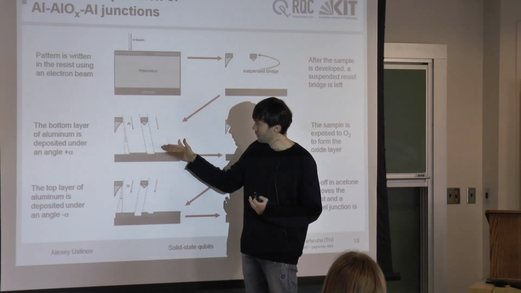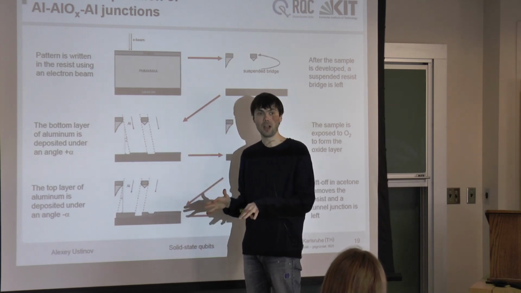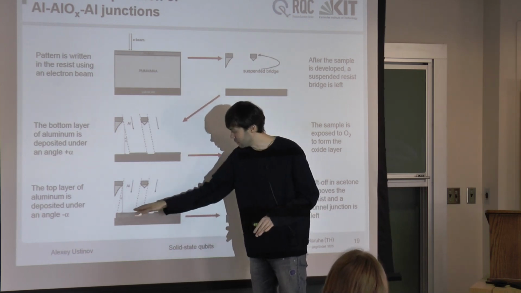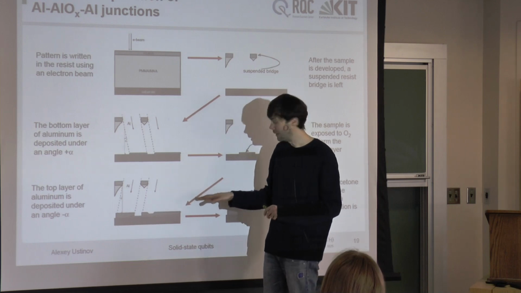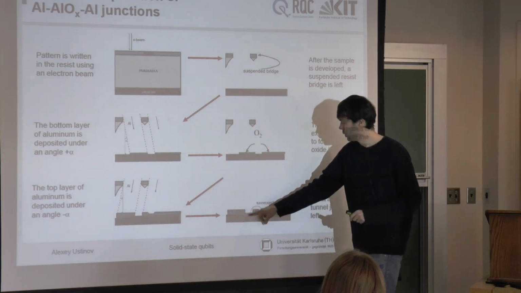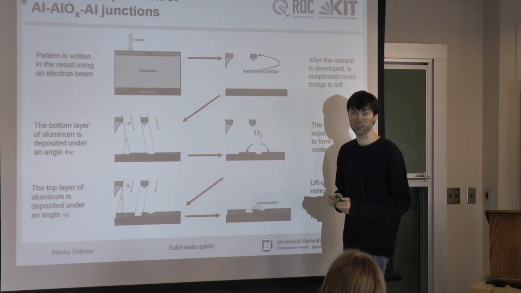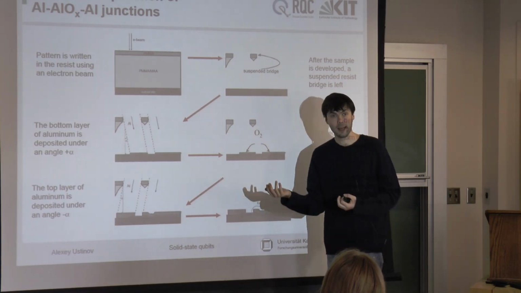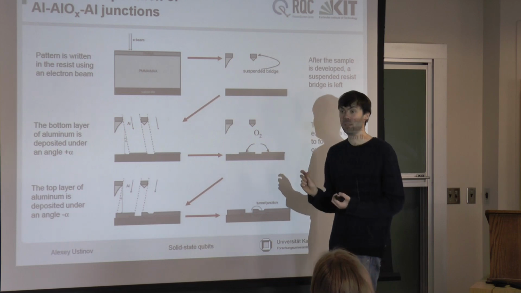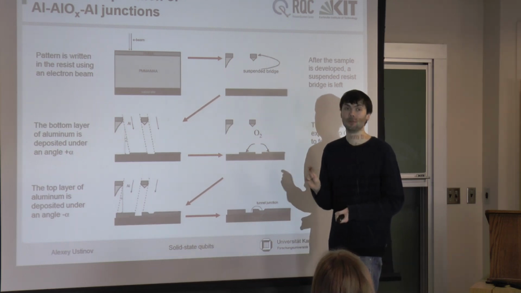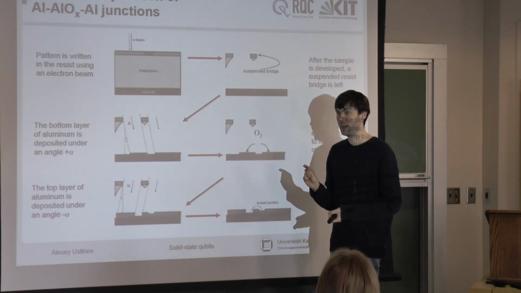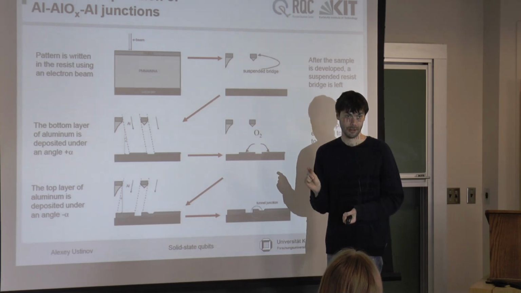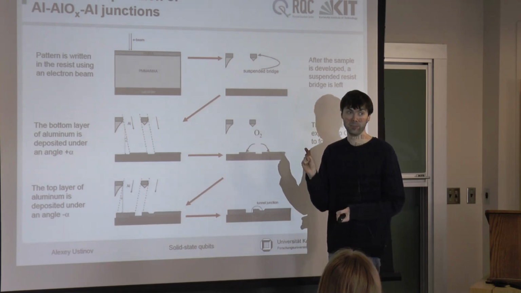And in between the two layers, if you put a bunch of oxygen in this chamber, you will oxidize the surface of the bottom layer. And therefore, here you will create a tunnel junction. Well, if you oxidize for a long time, this tunnel barrier will be quite thick, and it will be a very good tunnel junction. And then there will be no supercurrent, because the tunneling barrier is too high.